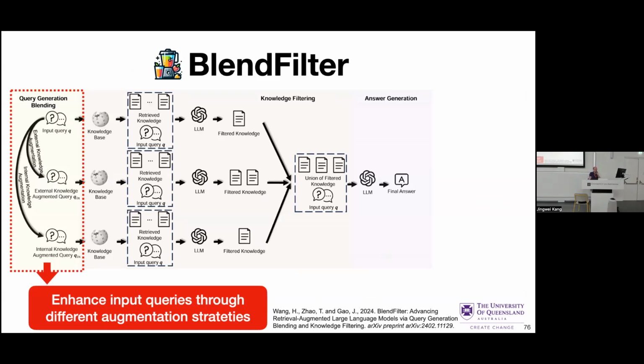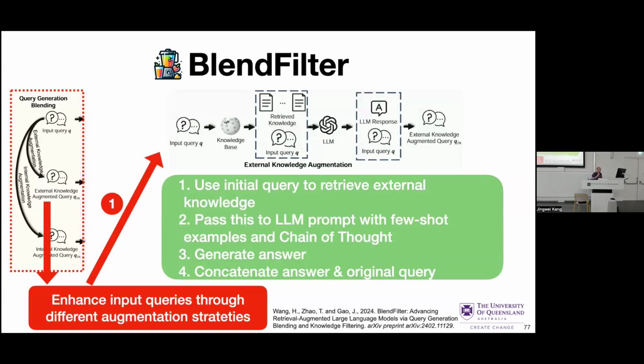Okay, the next example method of RAG pipelines is BlendFilter. That is a recent method. And here again, they work on this idea of the query writer, by enhancing input queries through different augmentation strategies. So you see the query generation block up there. It has the initial query, that's the original query, and then it has two different strategies to enhance queries. So let's look at the two different strategies.